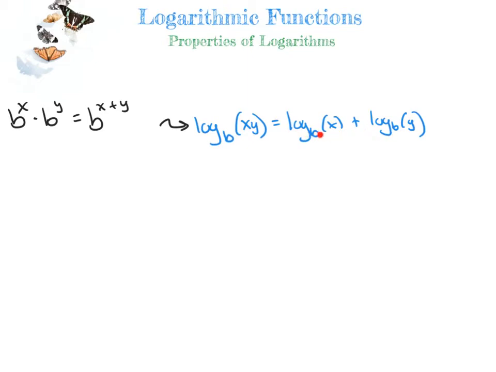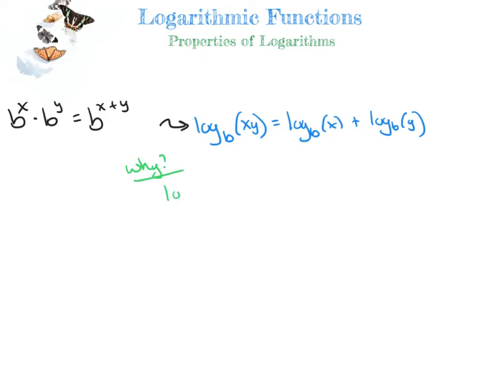Remember, logarithms themselves are exponents. So if in this previous property, when you're multiplying two things together, you add the exponents, then in this multiplication property, you add the logarithms. Now, before I show you the next rule, I want to show you a quick reasoning why.